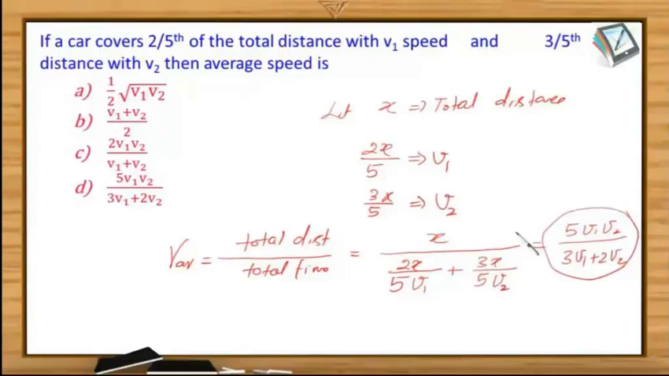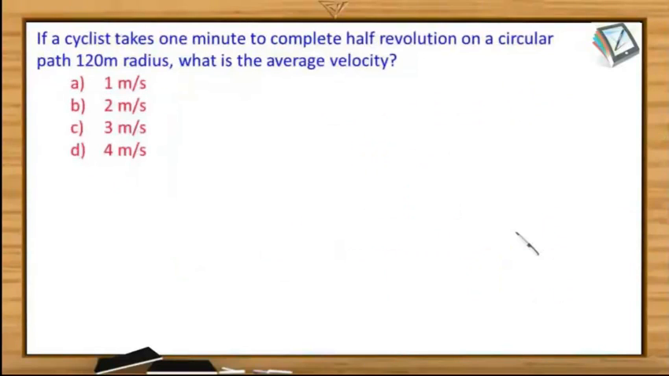So let's move to the next question. If a cyclist takes 1 minute to complete half revolution on a circular path of radius 120 meter, what is the average velocity? So the cyclist completes half revolution. Cyclist takes 1 minute to complete half revolution on a circular path of radius 120 meter. So radius is 120 meter, and in half revolution it takes 1 minute.